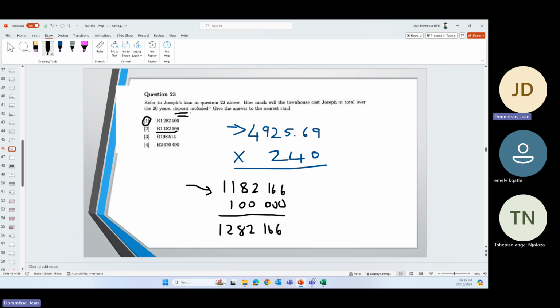Okay, so the other thing that you will pick up is if you set 4925 times 20 because of the 20 years, and you forgot that it is monthly, you will get a number of 98,513, or 98,514 actually. And if you add the deposit of 100,000, you will get option 3.